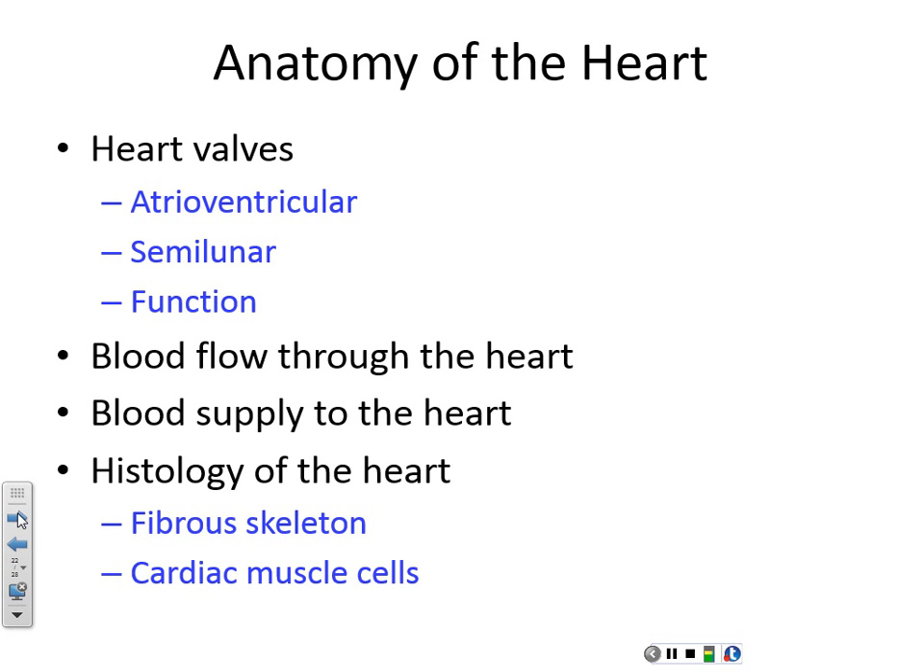And then histology, of course, you got the fibrous skeleton. This fibrous skeleton is around which valves?